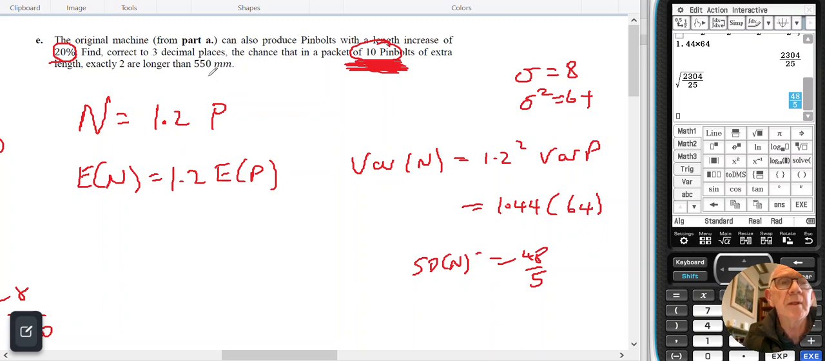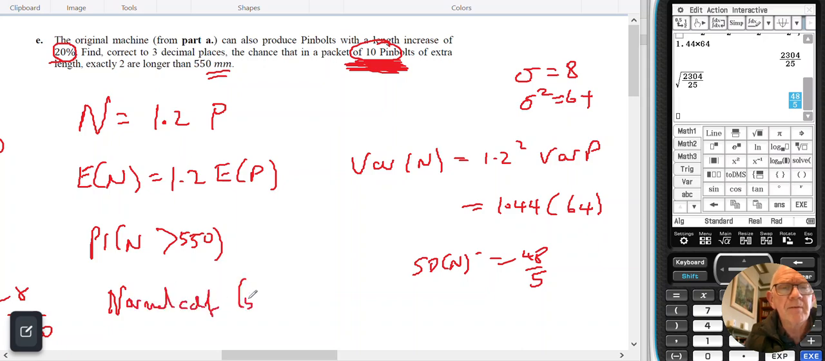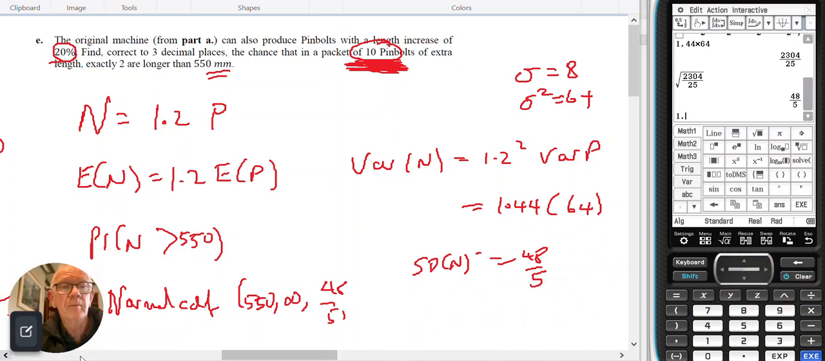I'd like to find the probability of being longer than, so the probability that the new bolts are longer than 550 will be a normal CDF 550 to infinity, standard deviation 9.6, and the mean is 1.2 times 450, which is 540.